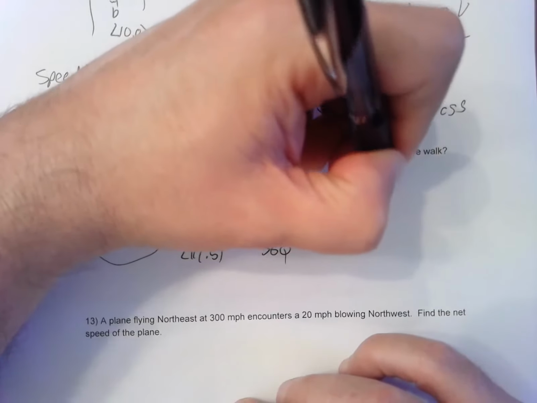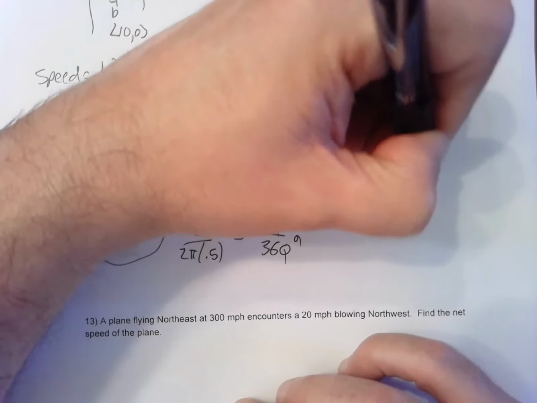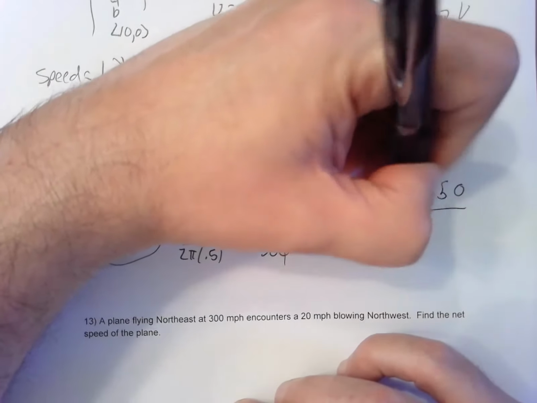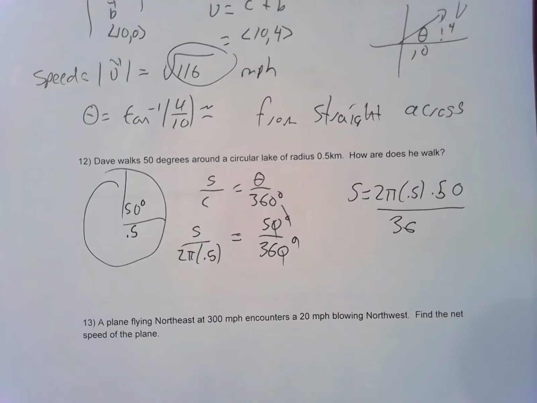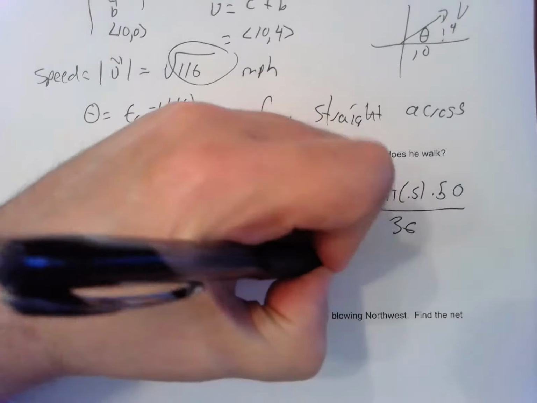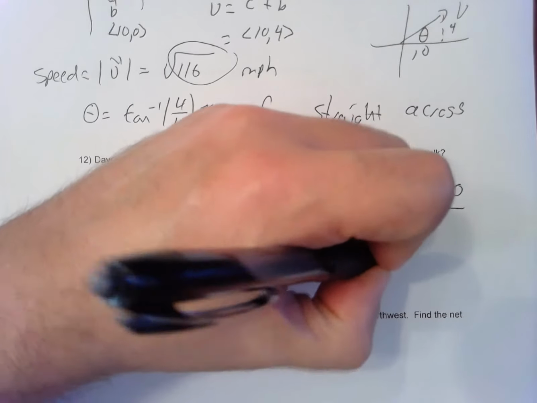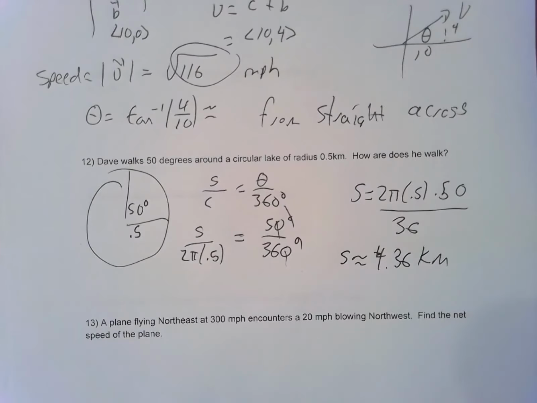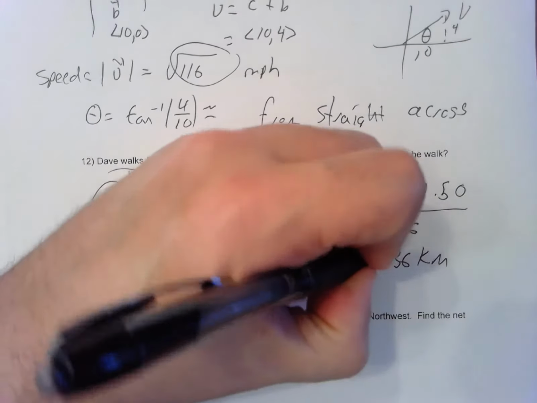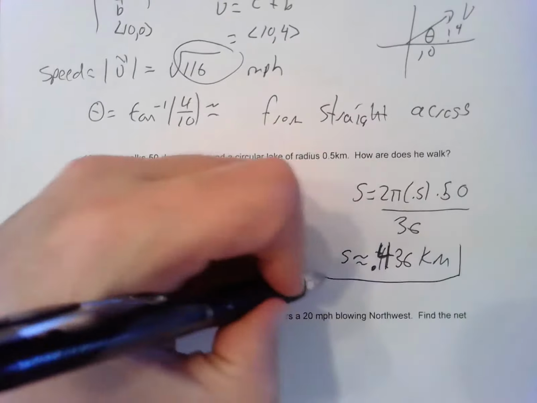We'll get S is 2 pi times 0.5 times 50 all over 36. Type that in the calculator. And so we get S is about, I got 4.36 kilometers. Is it 4? Let me check that. Wait a minute. No, that's not right. It's 0.436. I knew there was no way it was 4. That was way too big.